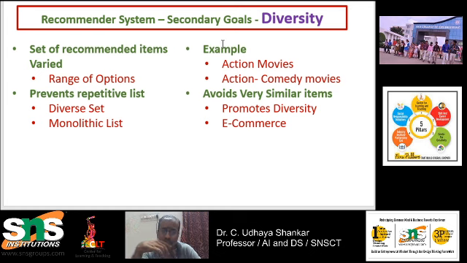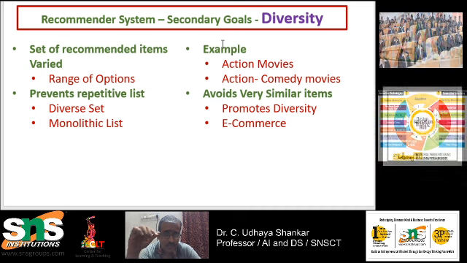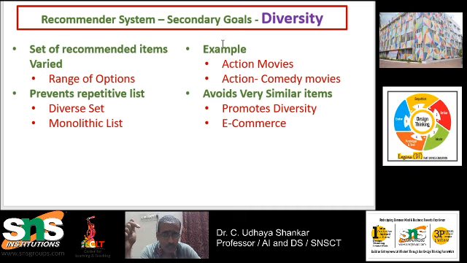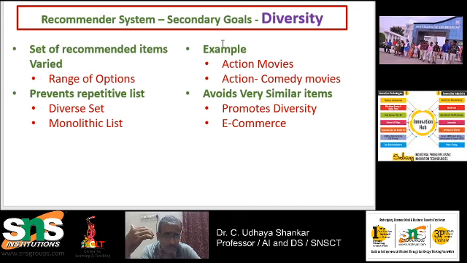Let me give you a small example. Suppose a user always enjoys action movies and is always viewing them. A diverse recommendation will also include the classic action film along with the latest blockbuster action film, or another foreign action movie, or an action comedy movie. Those are included along with the other action movies. That is called diversity.